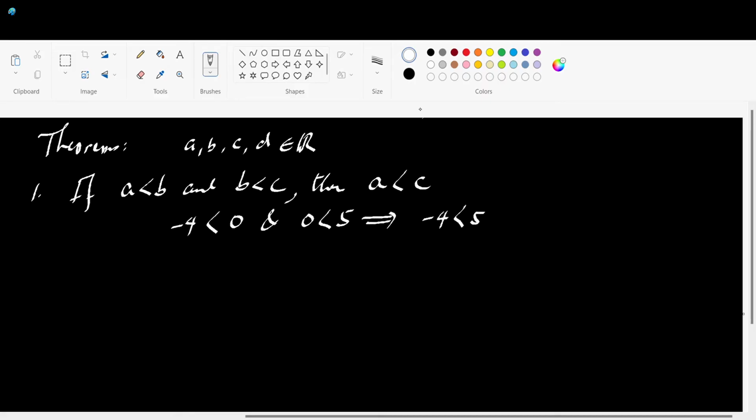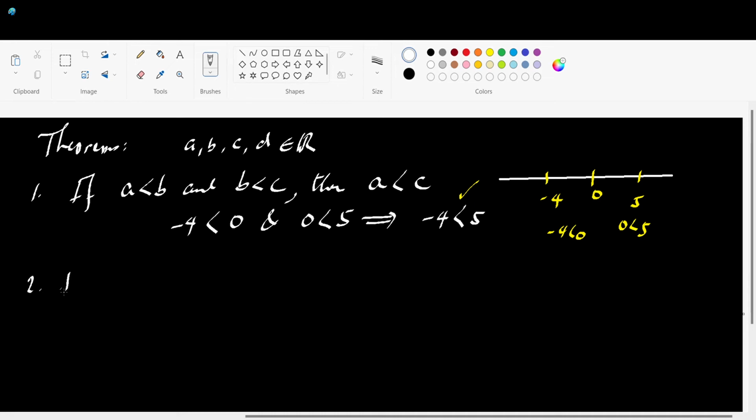On the number line, we can show the relation between negative 4 and 5. Since negative 4 is to the left of 5, it is true that negative 4 is less than 5. Okay? We can also indicate the 0 here. Negative 4 is less than 0, and 0 is less than 5, so negative 4 is less than 5.